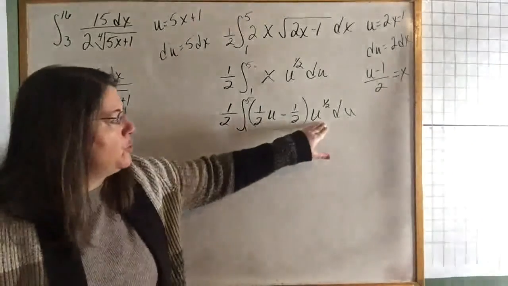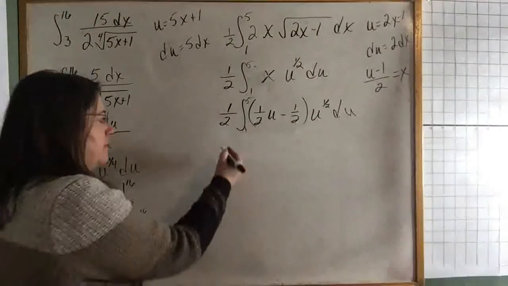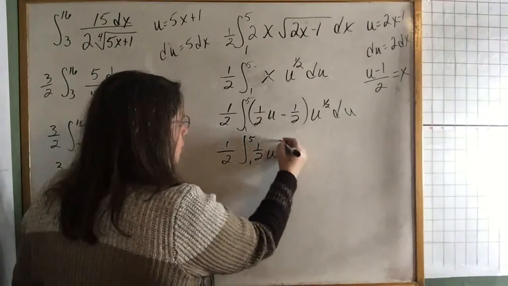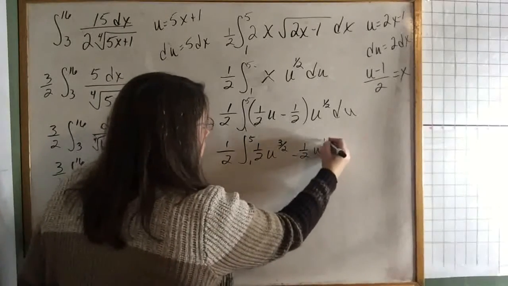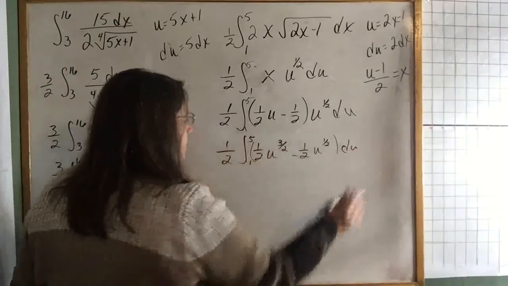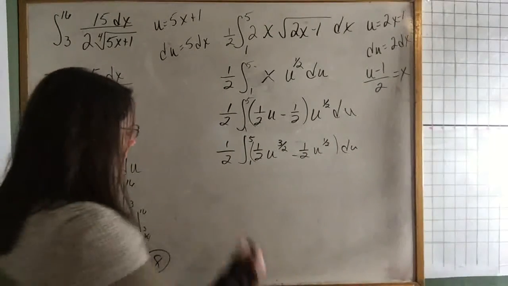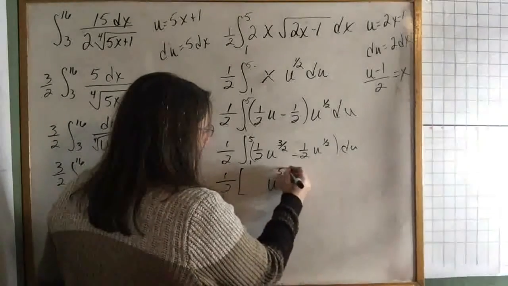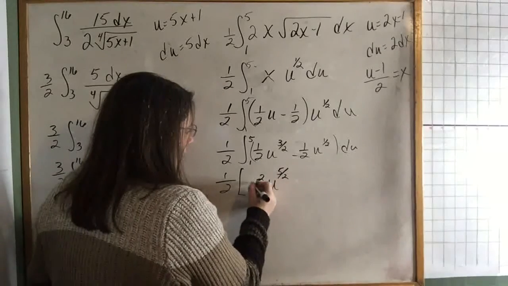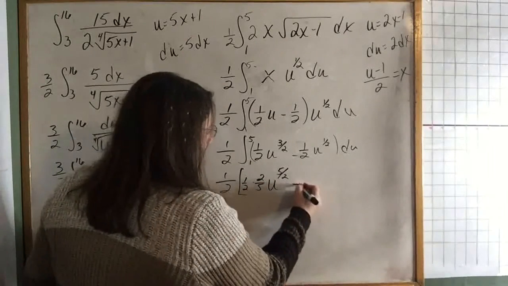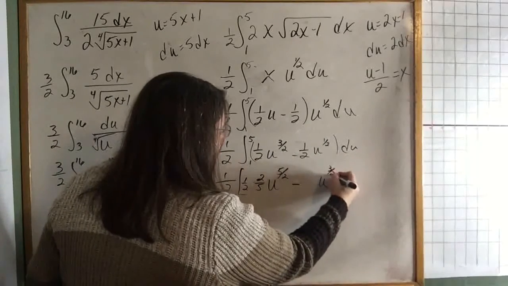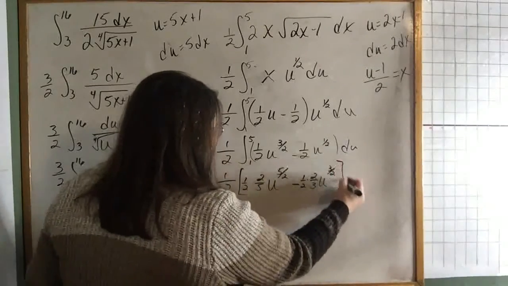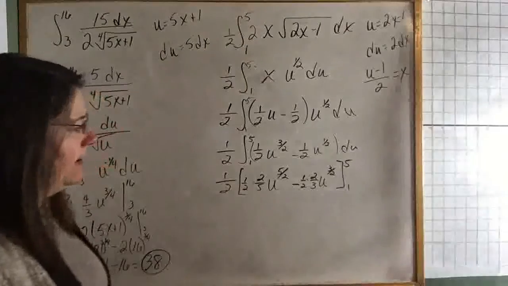So before I integrate, I'm going to distribute that u to the 1/2. So when I do that, I've got a 1/2 on the outside. That would be 1/2 u to the 3 halves minus 1/2 u to the 1/2. Next, I would integrate. I still have the 1/2 on the outside. When I integrate, I have u to the 5 halves times 2/5, and that's times 1/2, minus, that would be u to the 3 halves times 2/3, and that's still times the 1/2. And then that goes from 1 to 5.